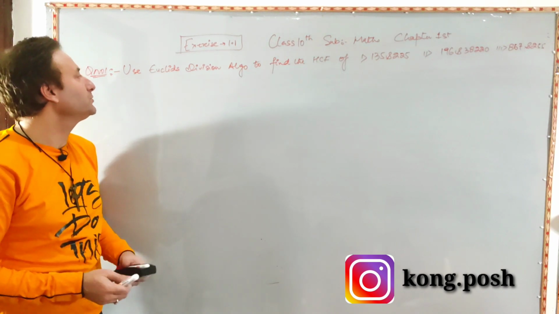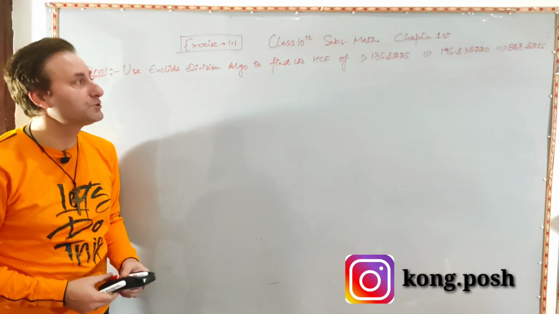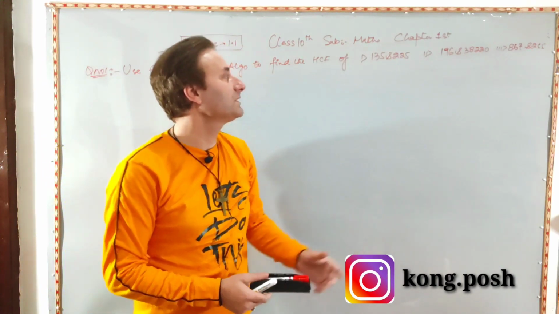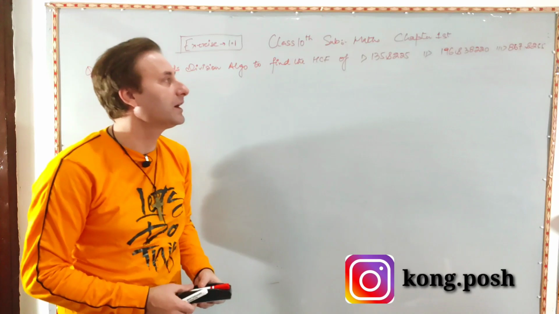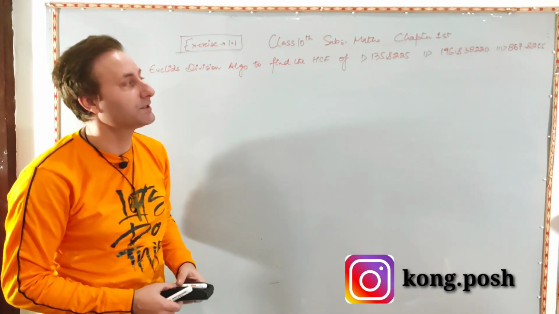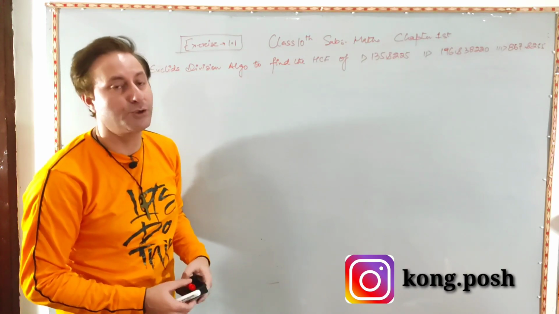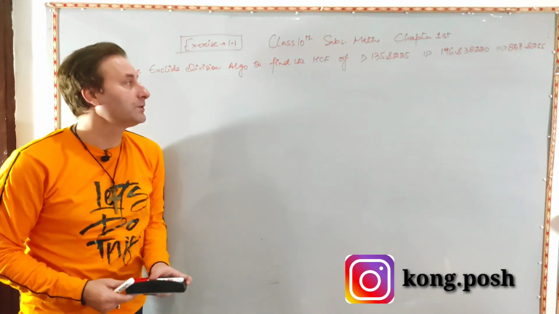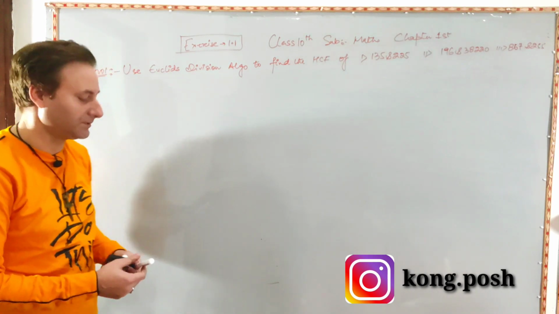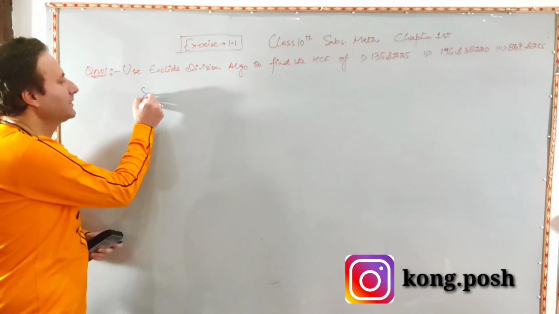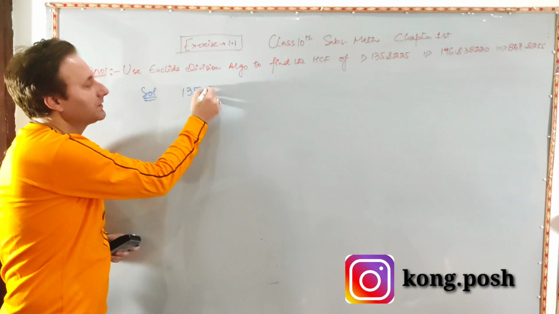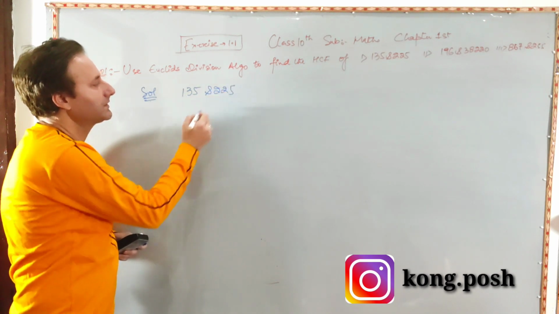The first question says, use Euclid's division algorithm to find the HCF of, and then we have three things. The three things are 135 and 225, then we have 196 and 38220, and the third part is 867 and 255. So we have to find the HCF, but not using the prime factorization method. In case you have forgotten, I'll just let you know about it.